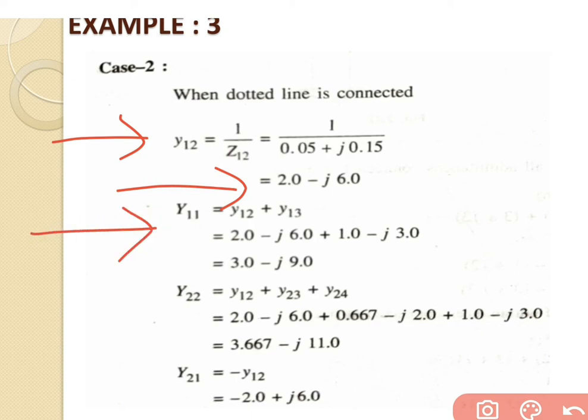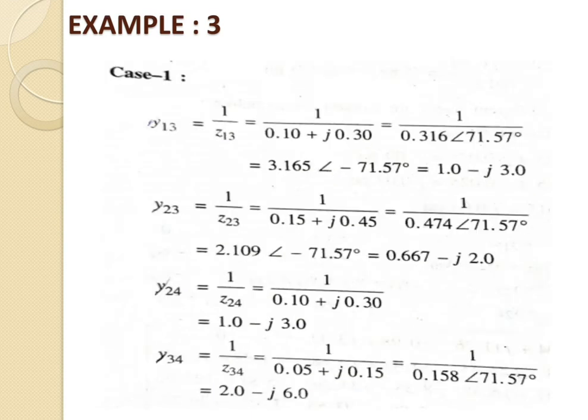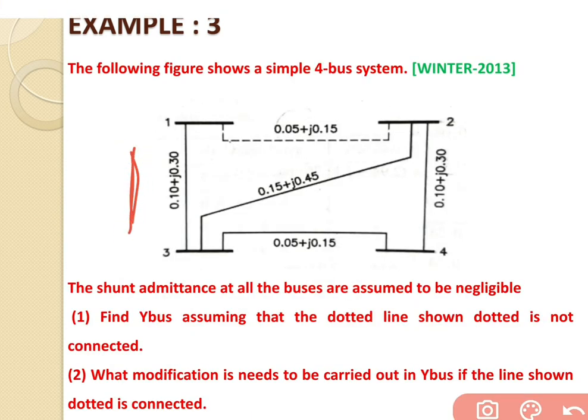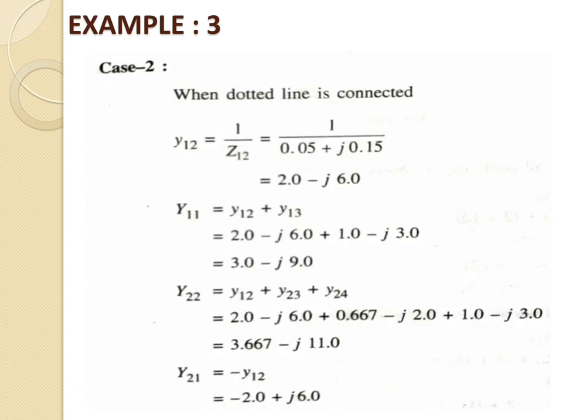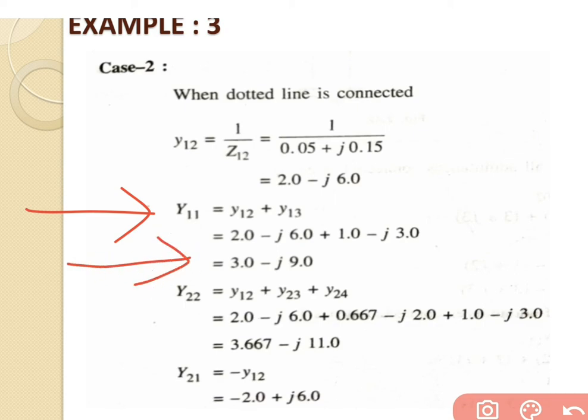So Y11 is equal to... up to now, inside case number 1, we have assumed only one line connected over here. But if we go for case number 2, there is one more line added at bus number 1, the dotted line. So that line we also have to consider at bus number 1. So Y11 is equal to Y12 plus Y13. Already having the values of Y12 and Y13, just put them in and we will get the answer 3.0 minus j9.0.